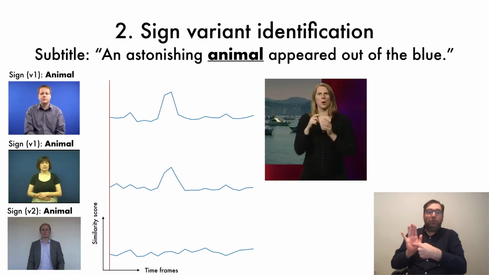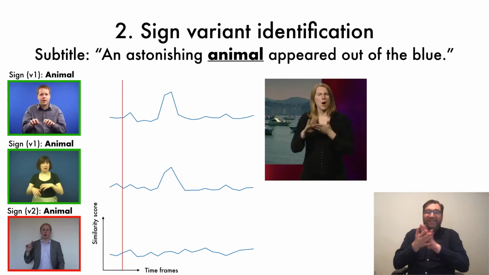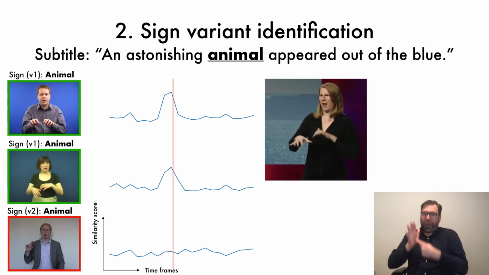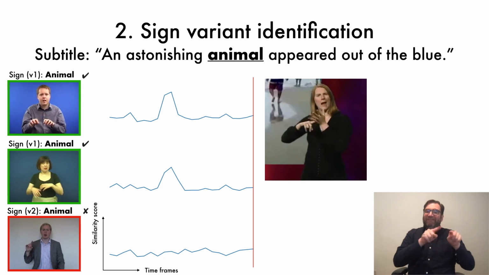Secondly, we show the ability of our model to spot specifically which variant of the sign was used. For the continuous BSL-1K video clip on the right, we show the similarity scores for querying 3 BSLDict videos of the sign corresponding to the subtitle word animal. The first 2 dictionary videos match the sign variant and display a high similarity peak when the sign occurs. The last video corresponds to a different variant and shows low similarity.